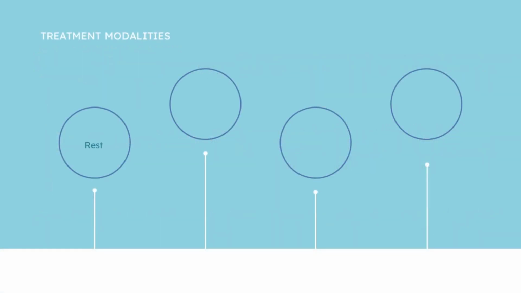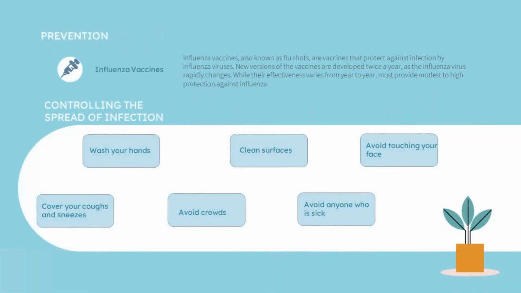When a person has flu, it is essential that they take rest, consume plenty of liquids and healthy foods, stay at home, avoid alcohol, and stop smoking. For prevention, influenza vaccines, also known as flu shots, are vaccines that protect against infection by influenza viruses. New versions of the vaccines are developed twice a year as the influenza virus rapidly changes, while their effectiveness varies from year to year. Most provide modest to high protection against influenza.